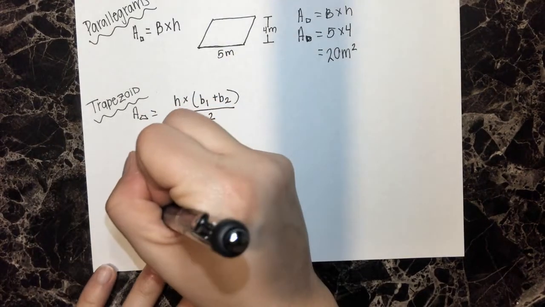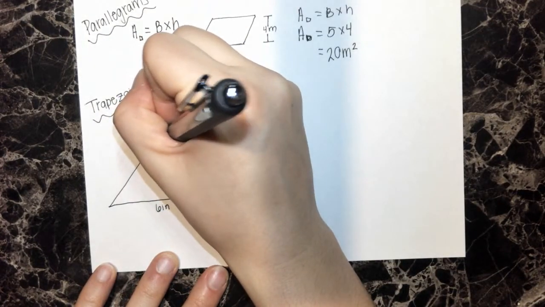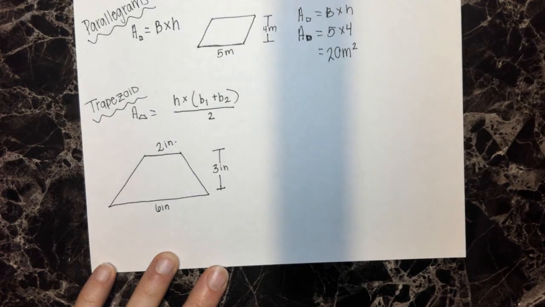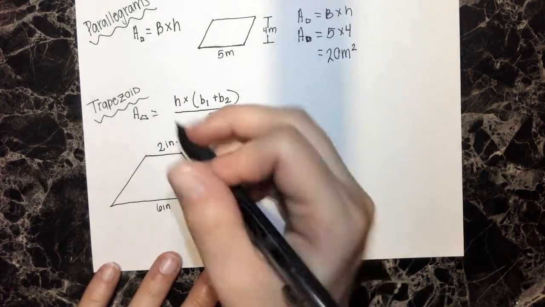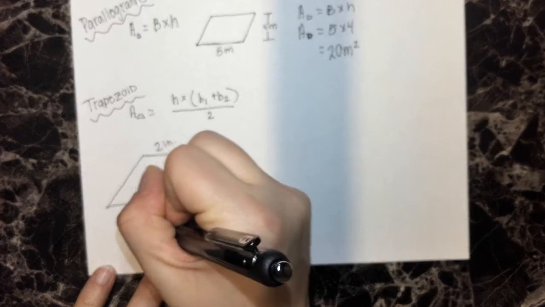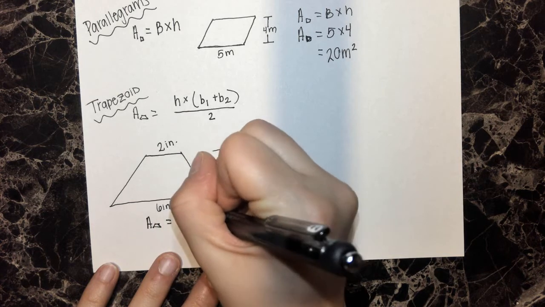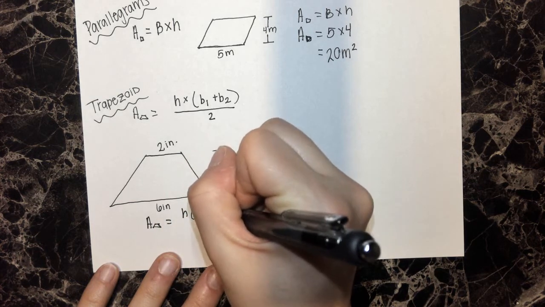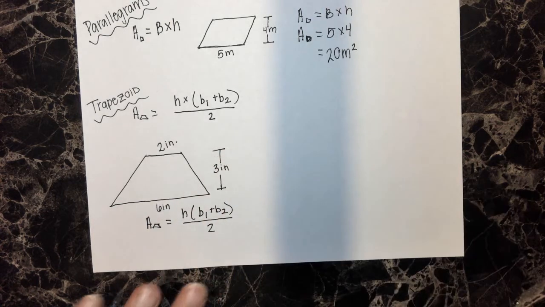Let's say our bottom base is 6 inches and our top is 2 inches. Okay? If I would plug this into the formula, I'm going to do it below here, your area of your trapezoid, you're going to see it as h parentheses b1 plus b2 over 2. The 1 and the 2 are below.